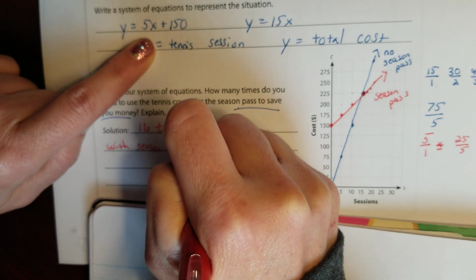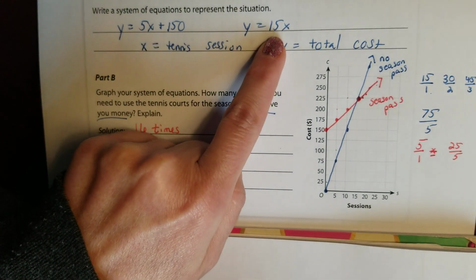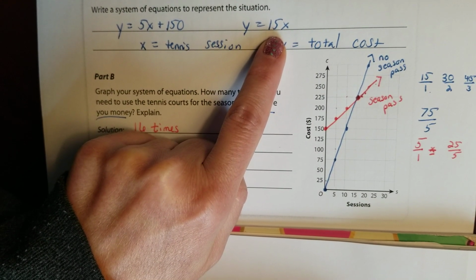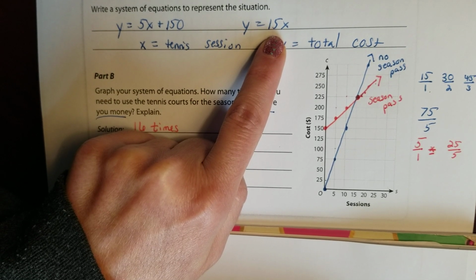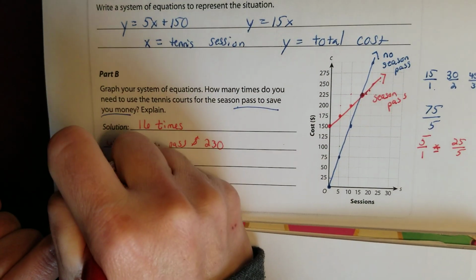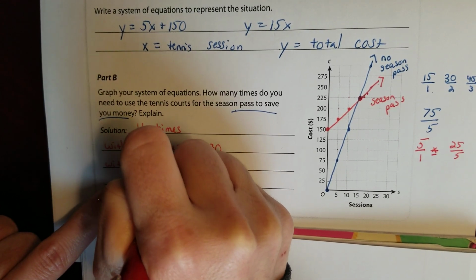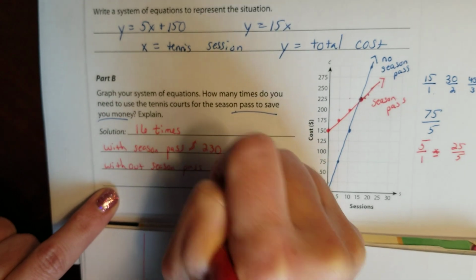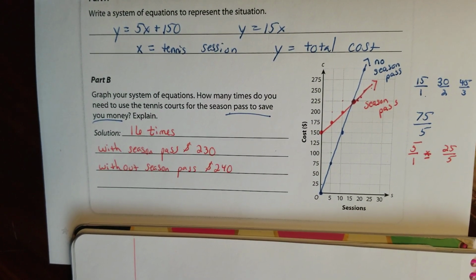That is $230. Without the season pass, then I would do 15 times 16, which is 240. So you've got to think about it. Am I going to be playing tennis a lot? Am I going to play more than 16 times? What would be the better value for me?